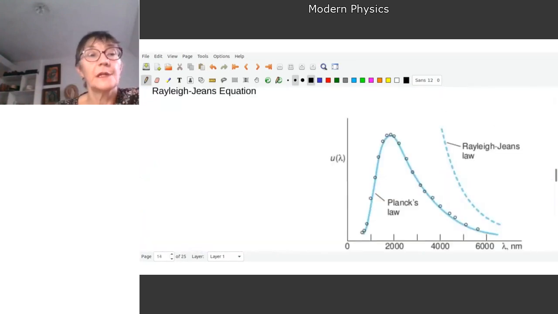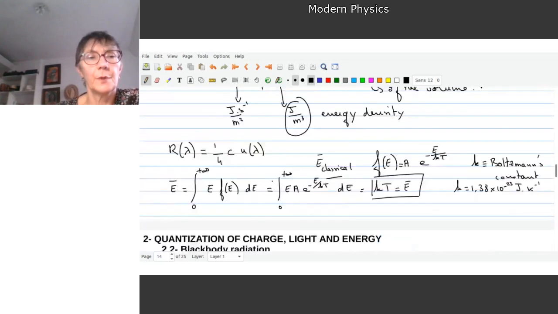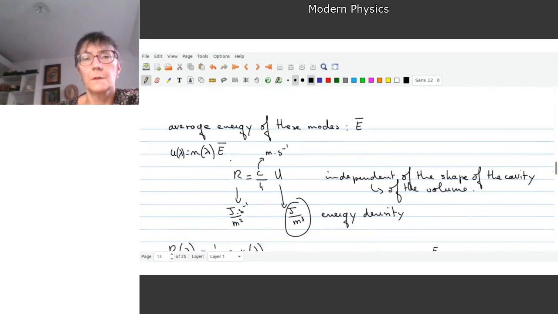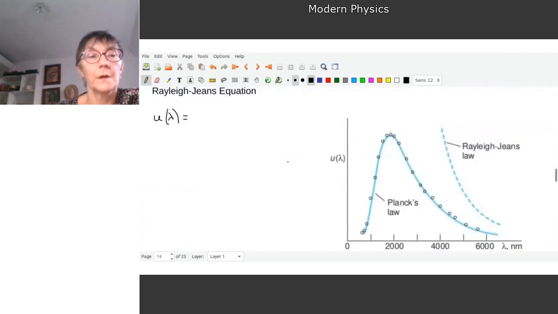So I can use it here. What is the Rayleigh-Jeans equation? This is what you measure. I can write it here as U of lambda equal to the number of modes, 8π over lambda to the fourth, times kT. And you remember that R of lambda is proportional to that: c over 4 times U of lambda.